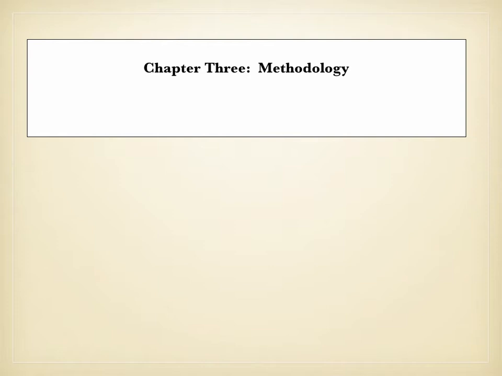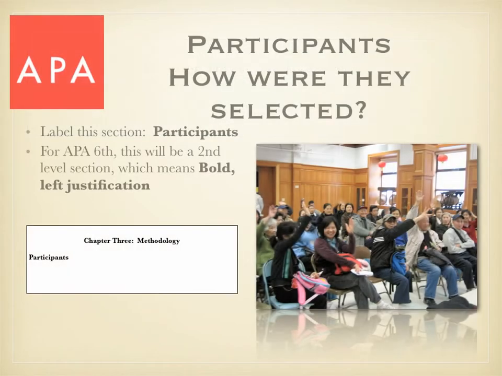When you start the chapter, go ahead and insert a page break, and then center and in bold, type Chapter 3 with the colon and the word Methodology. The first section that you are going to use in this chapter is called participants, and so according to APA, this is called the second level heading. You would go ahead and double space, type in bold the word participants.